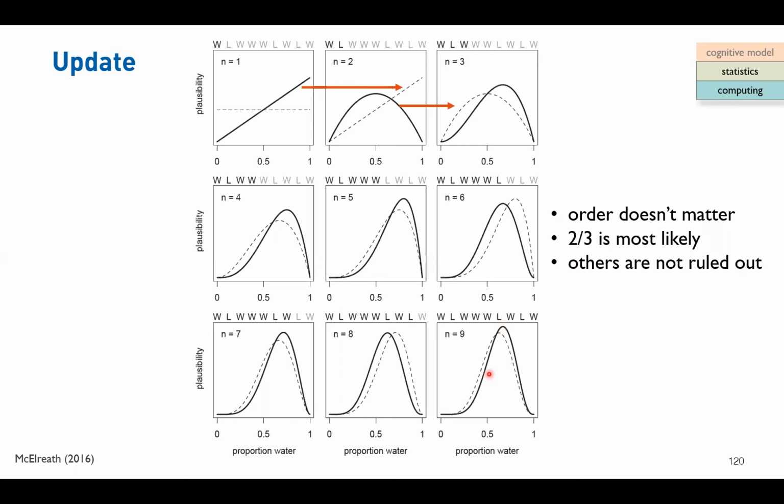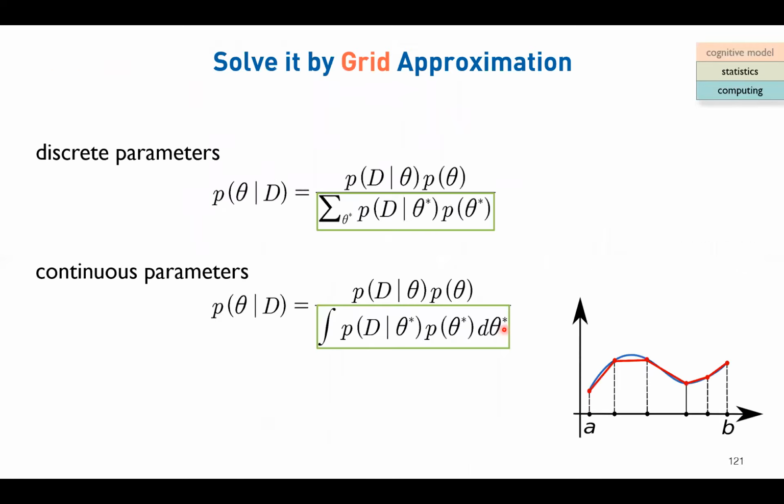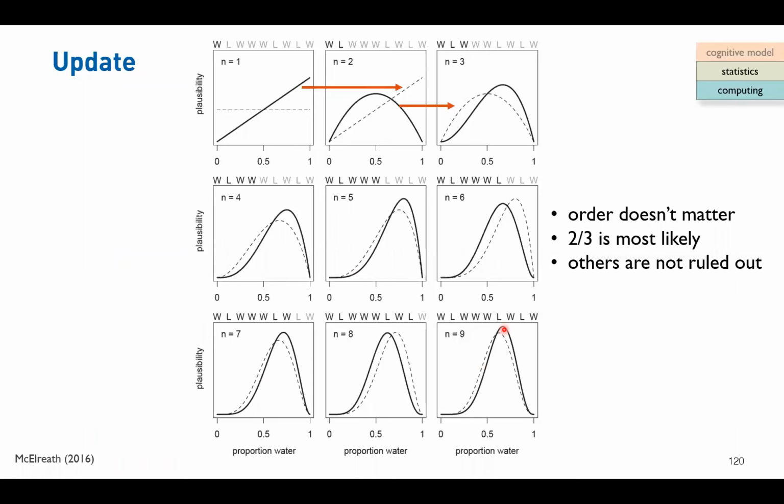But what if the true theta is 0.5? Can we still observe this sequence? The answer is actually yes, right? Even if the true theta is 0.5, out of only 9 times of experiment, it's quite possible that we observe 6 times of water and 3 times of land. But it is relatively less likely than if we have a true parameter, true theta of 2/3. Okay, good. So that's the conclusion we draw here.